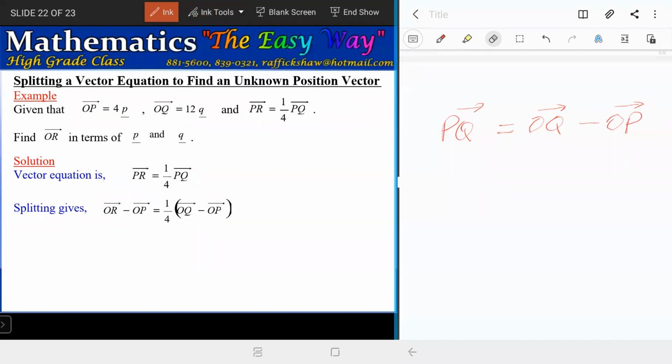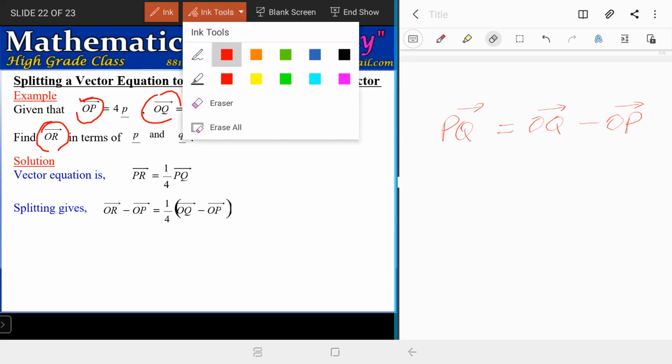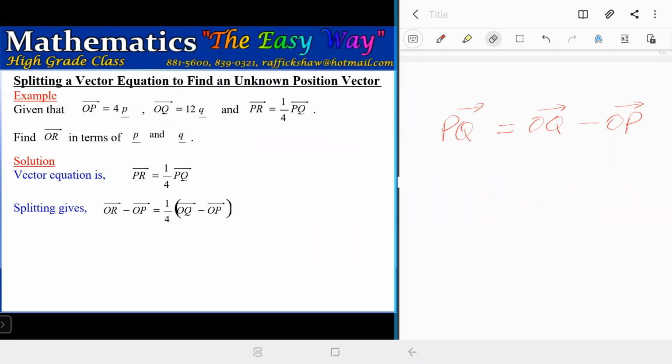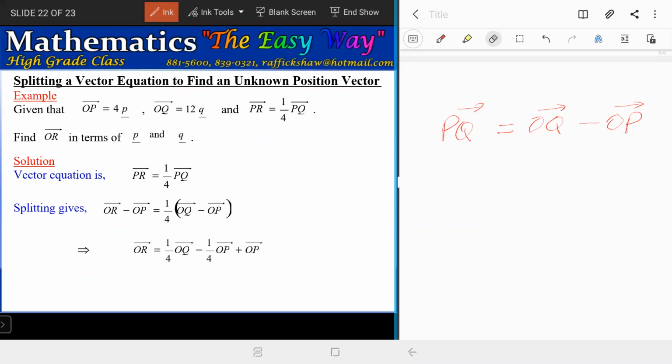All right? And then we're going to expand. We're trying to make OR the subject because we're trying to find OR. So we're going to transpose this over here and add it and leave OR as the subject, because OR is the only one that we don't know. We know OP and we know OQ. So we transpose the OQ, and at the same time I'm expanding this quarter. A quarter times this one gives me this, and a quarter times this one gives me that.